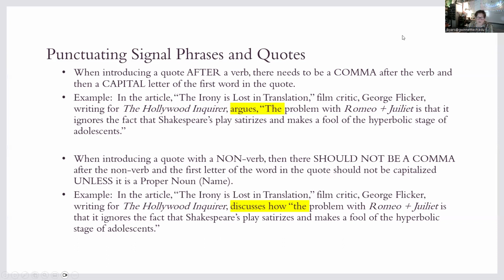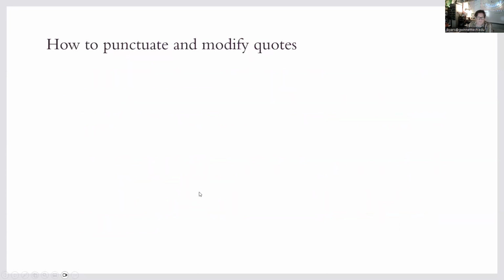Okay, so now we have this how, and we have no comma. So therefore, the word is not supposed to be capitalized. It's lowercase. Do you see that? Discusses how the problem. The problem. This is capital because we have a comma and a verb. This is lowercase because we don't have a comma and the verb is separated between the quote and itself with this word how. Okay.